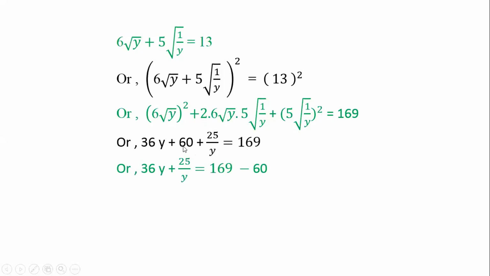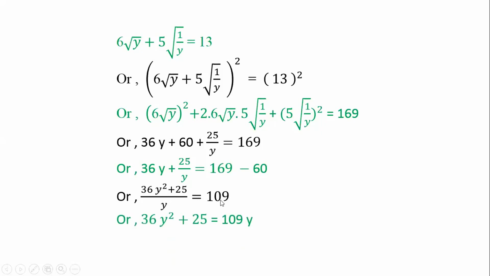If we change the side for 60, then we get 169 minus 60, which equals 109. From this term and this term we get this term. If we multiply both sides by y, then we get 36y square plus 25 equals 109y. So if we change the side for 109y, then we get 36y square minus 109y plus 25 equal to 0.